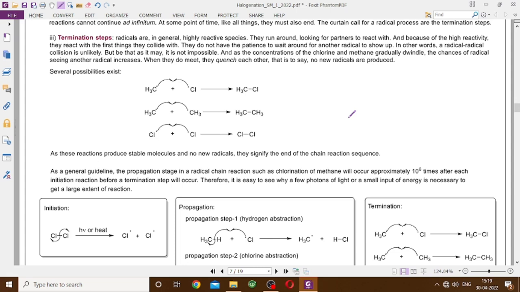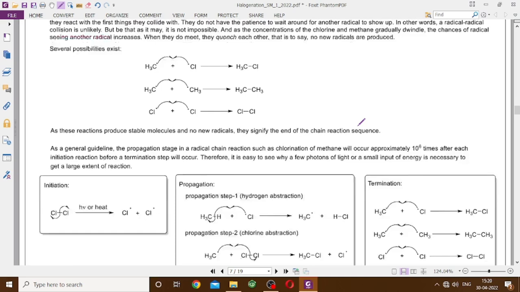Termination is so infrequent and propagation is so abundant that you don't need to maintain a constant supply of chlorine dot into the reaction medium by homolyzing chlorine molecule. Once you do that, the self-sustaining nature of the propagation step will ensure that there is a steady supply of chlorine dot in the reaction medium, because chlorine dot is not getting consumed by the termination steps, and these termination steps are very, very infrequent in nature.